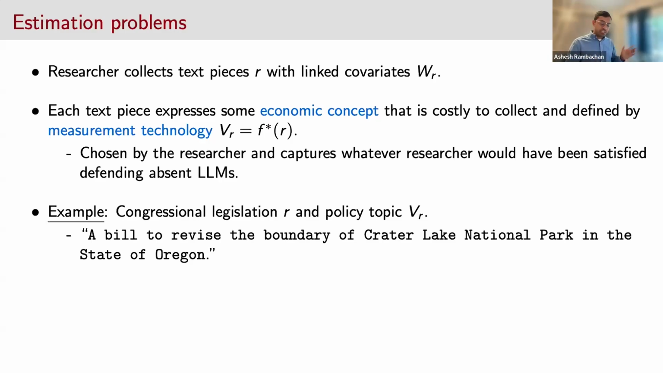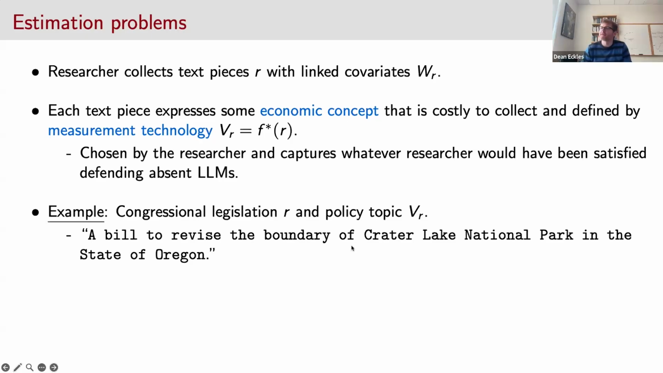Now, this measurement technology is going to be something that will always be lurking in the background. It's implicitly chosen by the researcher, and it captures whatever the researcher would have been satisfied to use absent using large language models. Ultimately, I think the most credible form of a measurement technology for using text is the researcher themselves. If the researcher does not believe that they could read these text pieces and label this economic concept themselves, I would argue this is a very ill-posed empirical exercise. So we're going to take the existence of this object as given.